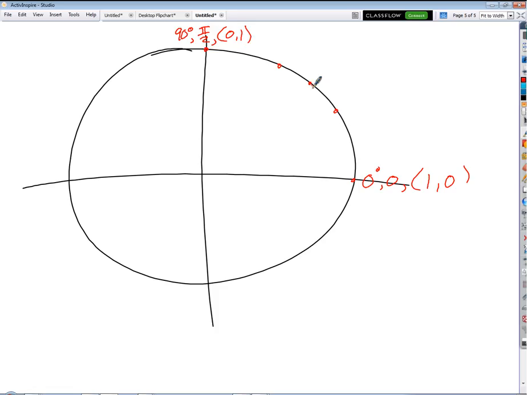Okay, now let's look at these others. The one in the middle is at what? 45 degrees, pi over 4, and the coordinates are square root 2 over 2, square root 2 over 2. Okay, what about this one? 30 degrees, pi over 6, and the coordinates are square root 3 over 2, 1/2. This guy is 60 degrees.